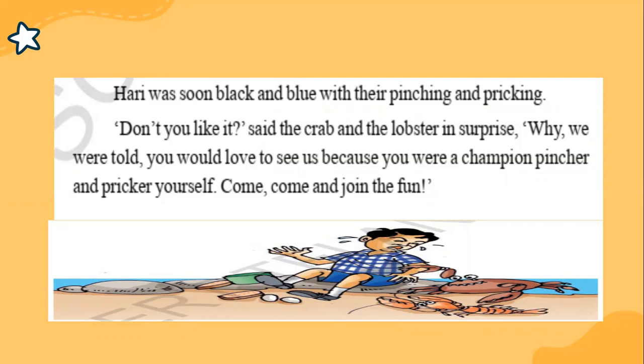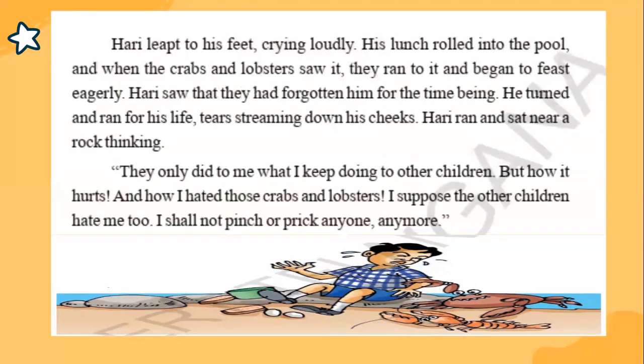"Don't you like it?" said the crab and lobster in surprise. They were surprised. They were saying, "Don't you like it? Because we heard that you love pinching and pricking, and you are a champion pincher or pricker yourself, because Hari also pinches everyone, no?" So they were telling him that you like this, right? Hari loves to do that, right? "So this is fun. Come, join us. Let us have fun," they were calling. After that, what happened? Let us see.